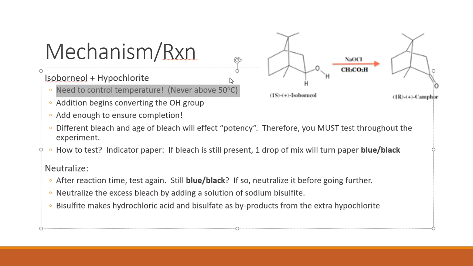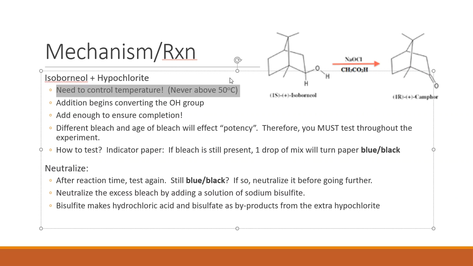So that hypochlorite addition is going to begin to convert that OH to a ketone, or in particular, a carbonyl, which will form the ketone at the end. So you want to make sure that you add enough hypochlorite. And there's going to be a part of the procedure that will say you're going to start off with bleach, you add some bleach, and then later on throughout the experiment, you're going to test the solution with potassium iodide paper. And that paper will turn blue-black if bleach is still present.